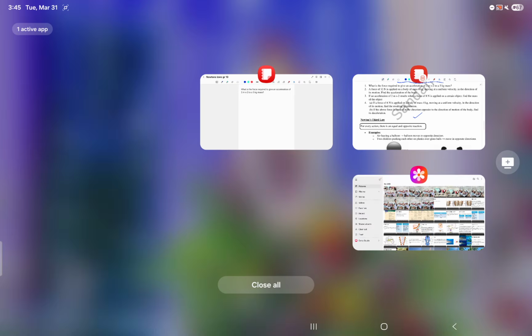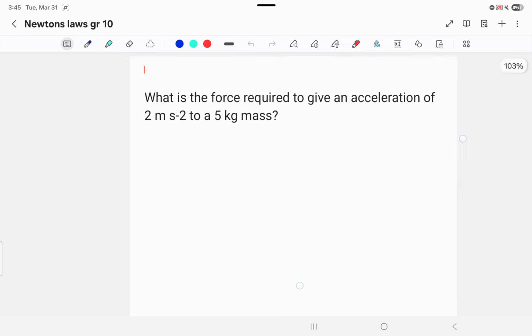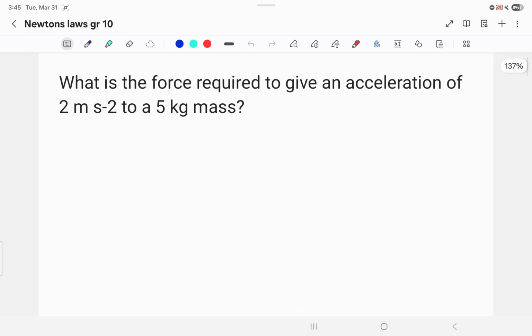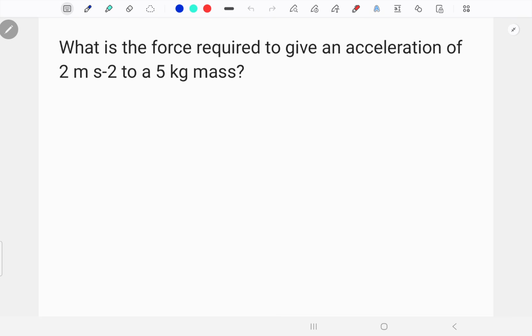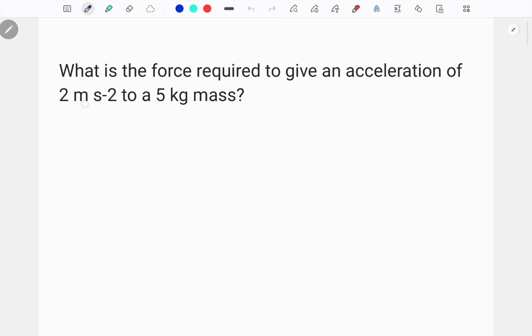When it comes to the calculations, you can pause the video, answer by yourself, and check my answer. So it's time to do the calculation. If you want, you can pause the video. Anyway, I'm going to do the sum. The question is, what is the force required to give an acceleration of 2 meters per second squared to a 5 kg mass?